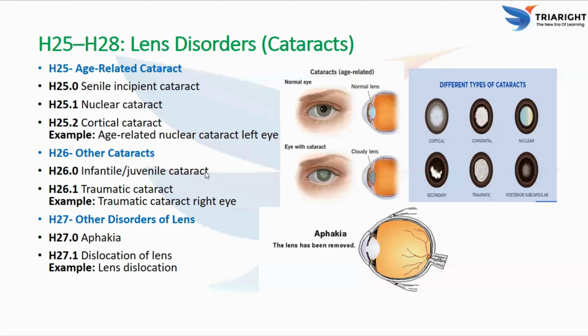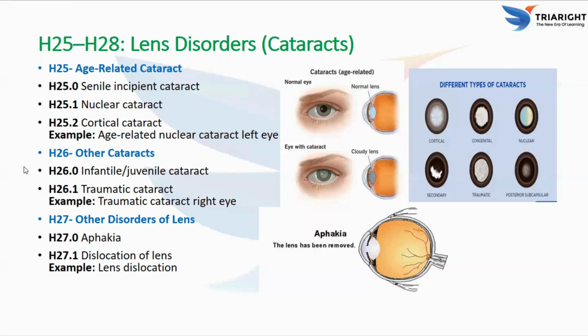So H25.2 is for cortical cataract. These opacities appear in the outer part, that is the cortex of the lens. So typically this is seen as spoke-like or wedge-shaped opacities. So vision may be worse in bright light, because the scattered light increases the glare. For example, age-related nuclear cataract in the left eye. So this is for age-related cataract.